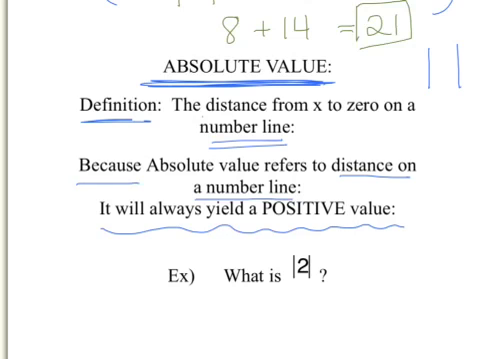Let's look at some examples. What is the absolute value of 2? The absolute value of 2 is 2. I think you've learned that when you put a number inside those absolute value bars, anything inside it will be positive when it comes out.